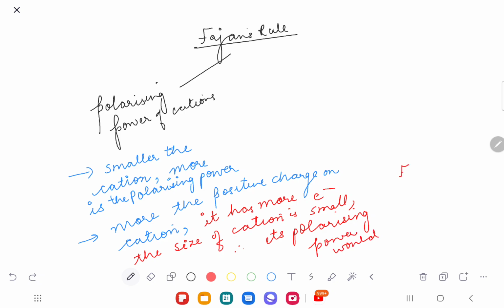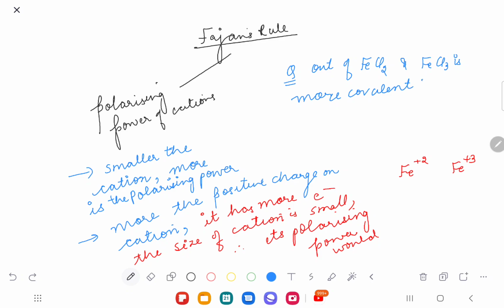So you tell me, Fe plus 2 and Fe plus 3, Mark, who do you think will have more polarizing power? Exactly. So you know how the question is put up? The question is like this. It says out of FeCl2, out of this, which is more covalent. And people will get confused, what kind of question is this? Because Fe is a metal and chlorine is a non-metal. So it's a bond between a metal and non-metal.